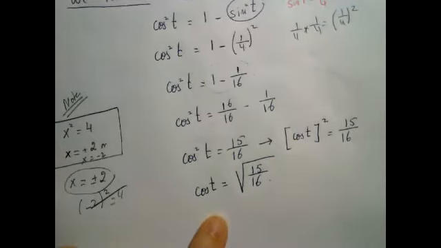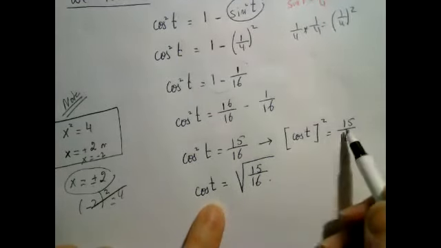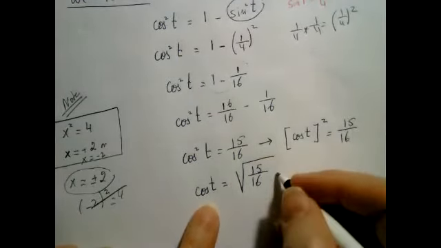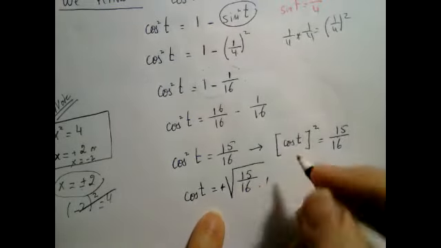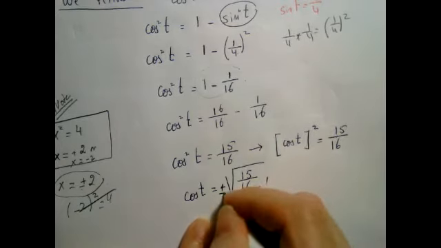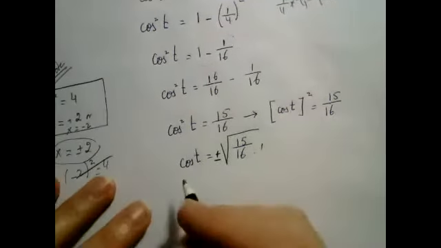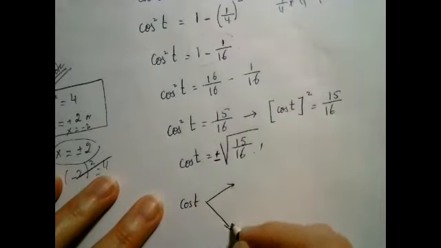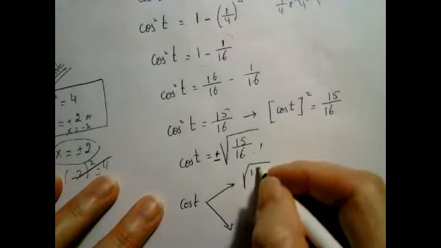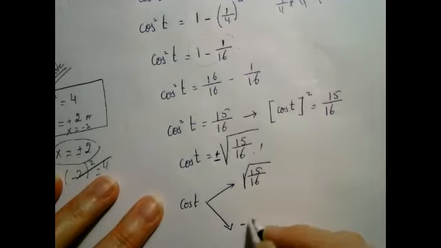So if I go back here, if the cosine squared is 15 over 16, it means the cosine of t could be the positive of that, or the cosine of t could be the negative. In other words, cosine of t has two possibilities: either the positive square root or the negative. Okay?